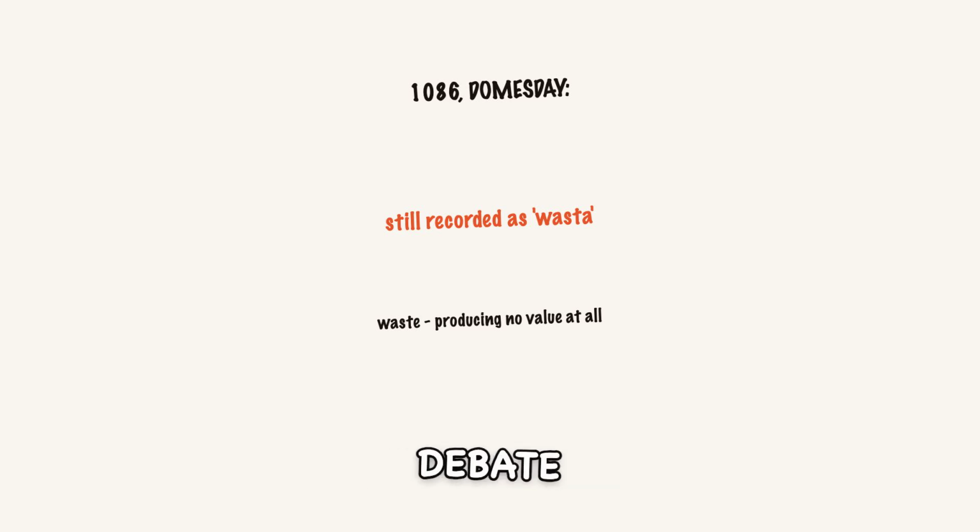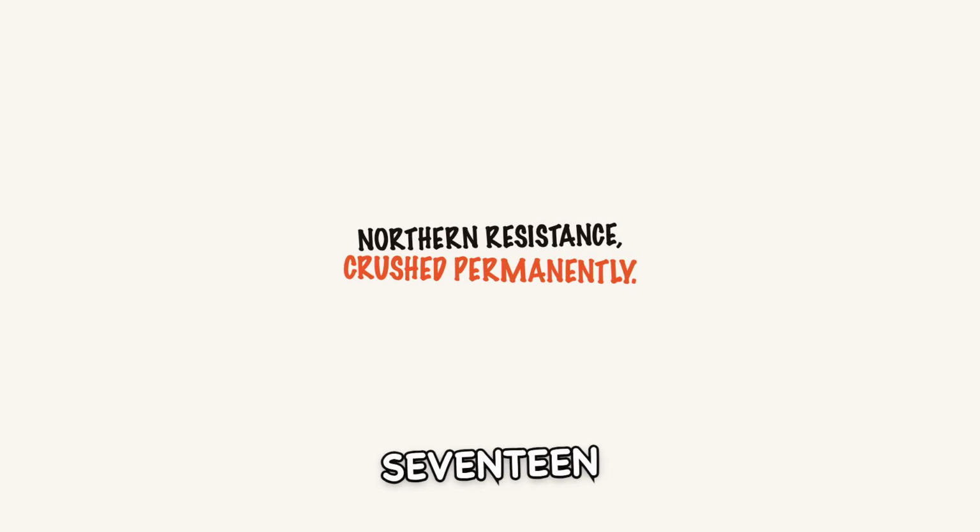Modern historians debate the precise death toll, with older estimates running into the tens of thousands and more recent scholarship generally more cautious, but the devastation was clearly severe and long-lasting. The Domesday Book, compiled 17 years later in 1086, still records huge areas of Yorkshire simply as wasta, meaning waste, land producing no value at all. It crushed northern resistance permanently, but it remains one of the most controversial and violent episodes of William's entire reign.